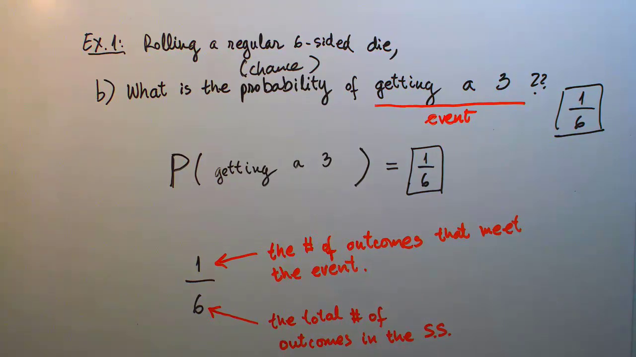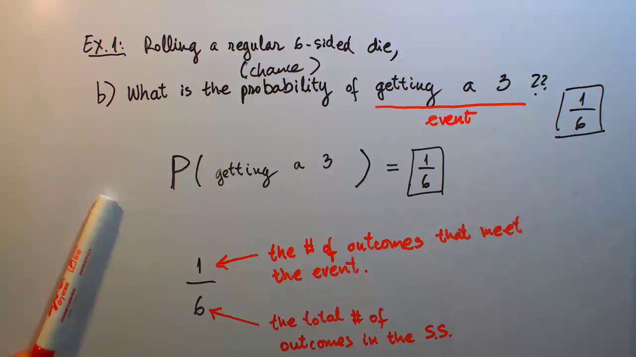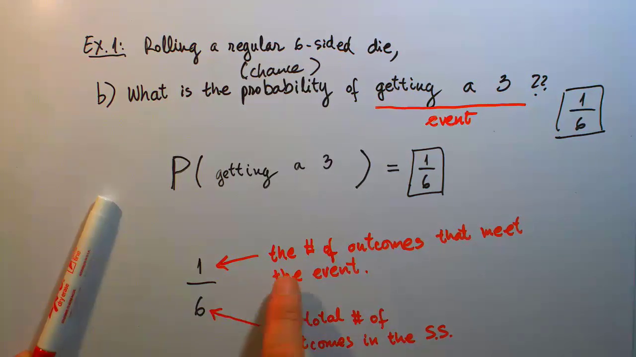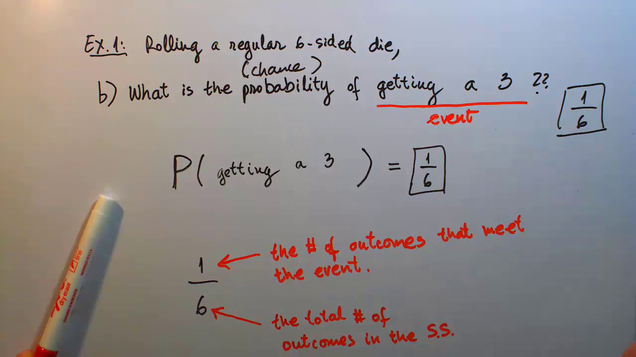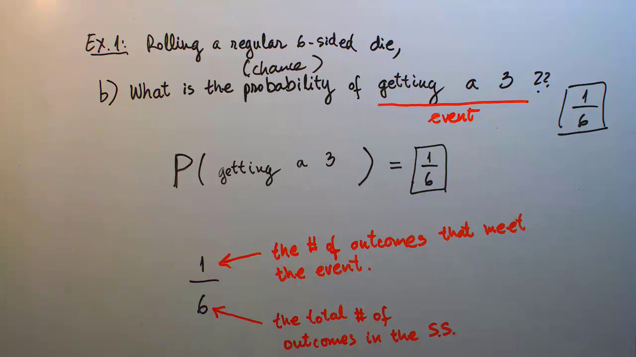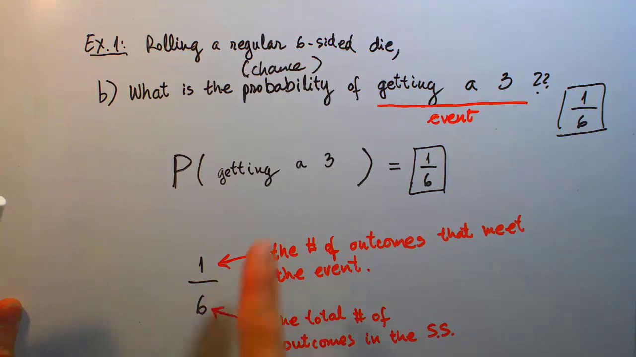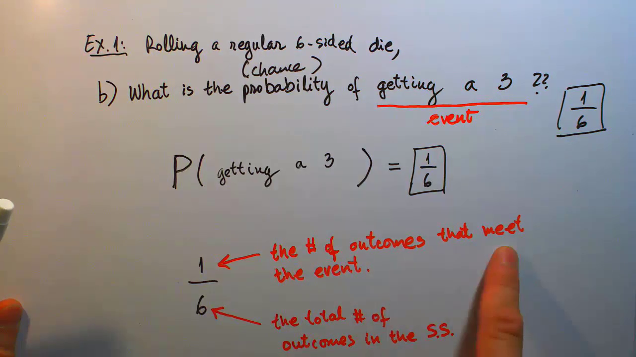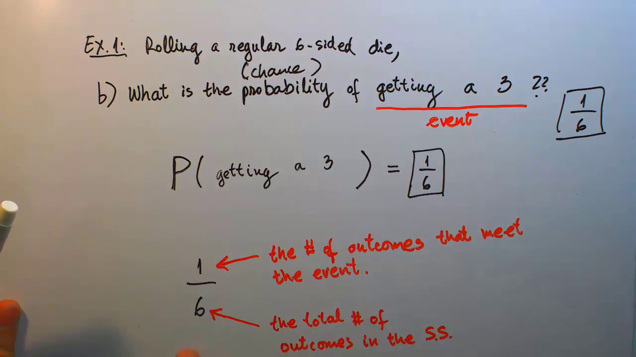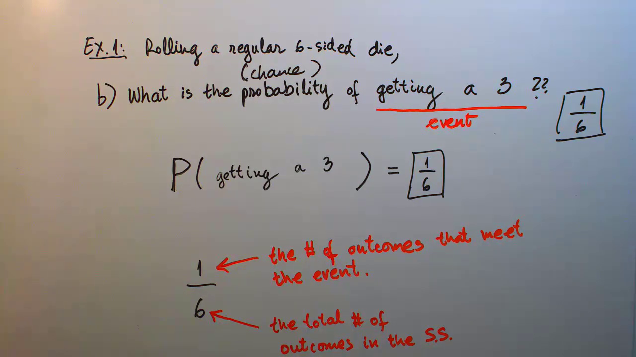And as I was explaining earlier, it's perfectly fine to understand an event as a requirement. So what I'm trying to explain here is that this number 1 in the numerator of the answer represents the number of outcomes that meet the event, or another way of thinking, meet the requirement. And that's the way it is. So anytime you find the answer to a probability question, all you do is find the number of outcomes that meet the event over the total number of outcomes in the sample space.